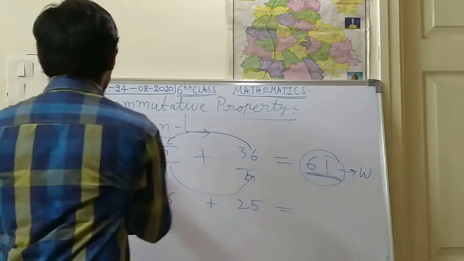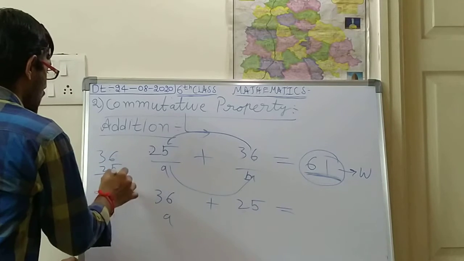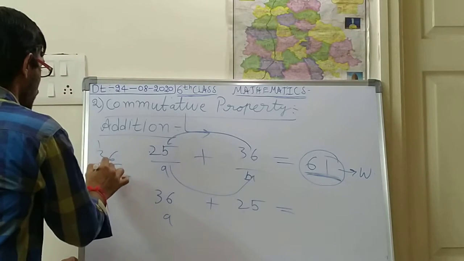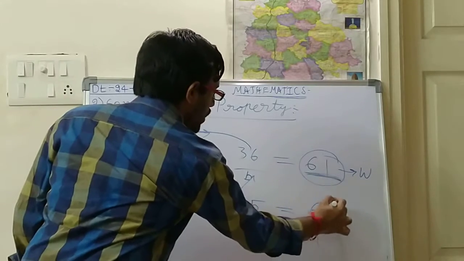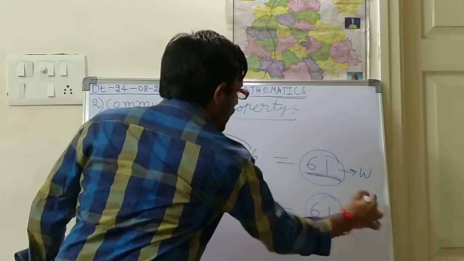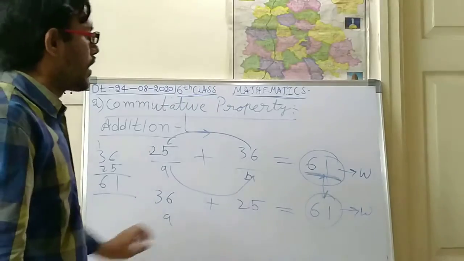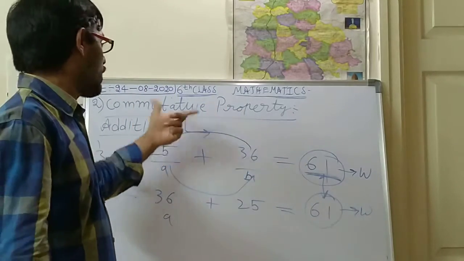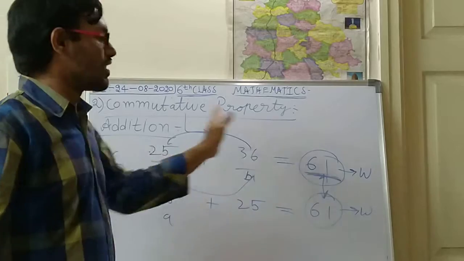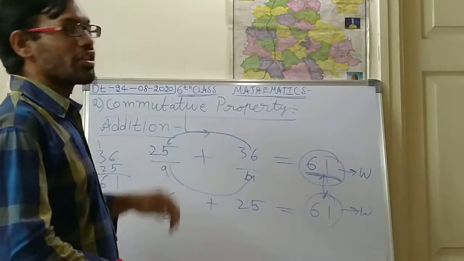36 plus 25. You do 6 plus 5, 11. 1 carry, next 3 4 5 6. So what is the result? 61. So 61 is the same as the first step result. If the two answers are tallied, then the commutative property of whole numbers under addition is satisfied. So this is about the addition property.